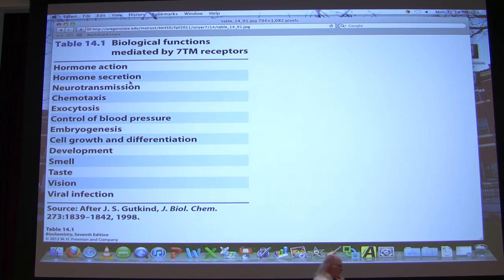Now, there are different classes of receptors. One of the more common classes that we have on our cells are called 7TM receptors. And you don't need to memorize this table, but you can see that 7TM receptors play some very important roles in a wide variety of processes: neurotransmission, hormone secretion, smell, taste, vision, embryogenesis, control of blood pressure. All of these things are very, very important processes that are mediated by 7TMs. So 7TMs play very, very important roles in all of these processes.